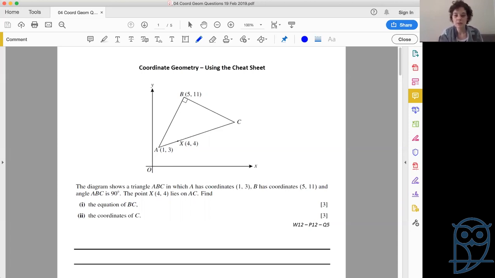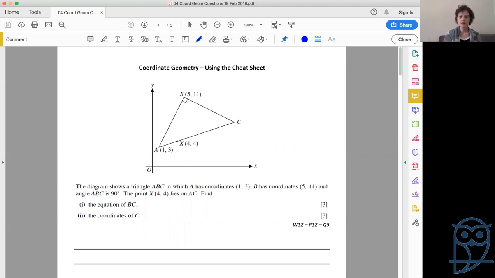This is Winter 12, Paper 12, question 5, if you like to note that sort of thing. We are looking at a diagram with a triangle ABC. A has coordinates (1, 3), B has coordinates (5, 11), and angle ABC is 90 degrees. So the point X (4, 4) lies on AC, and they want us to find both the equation of BC and the coordinates of C.